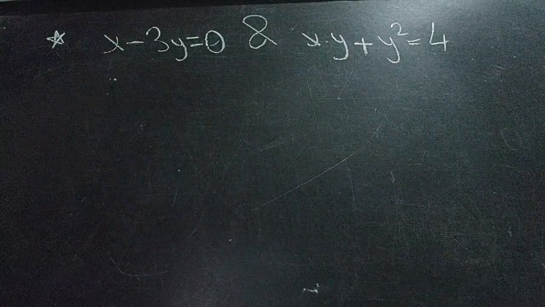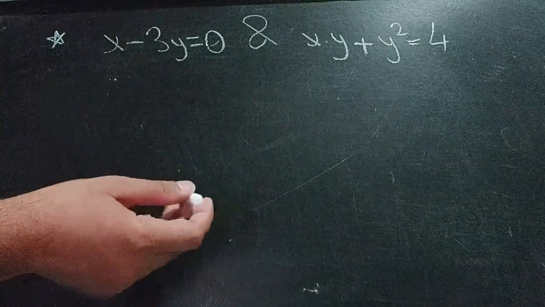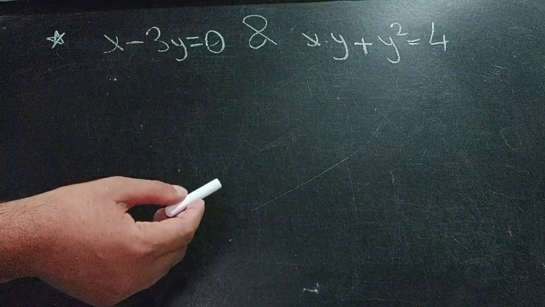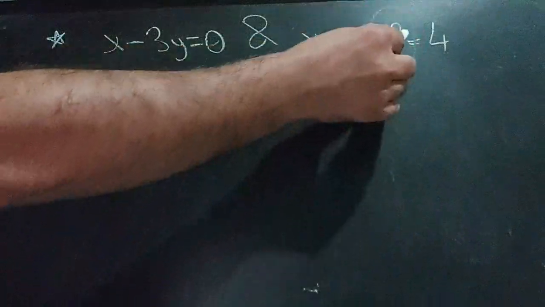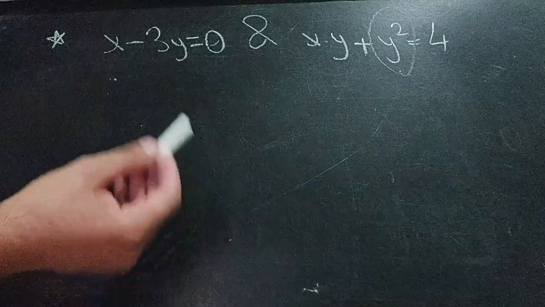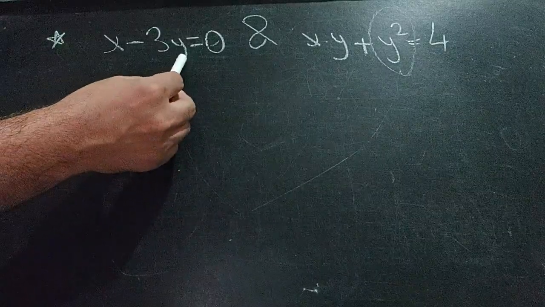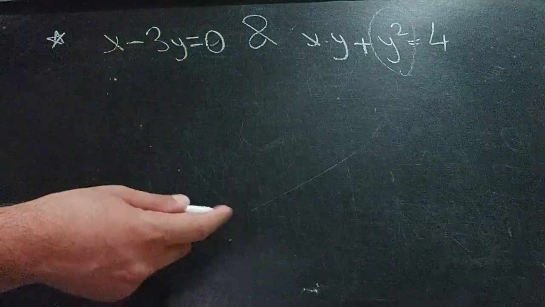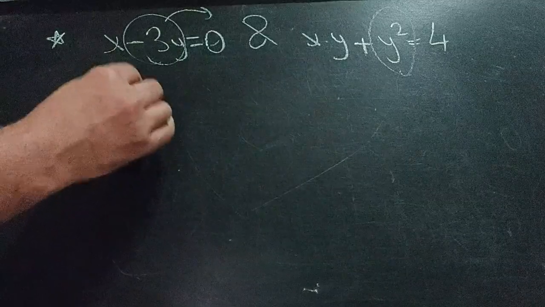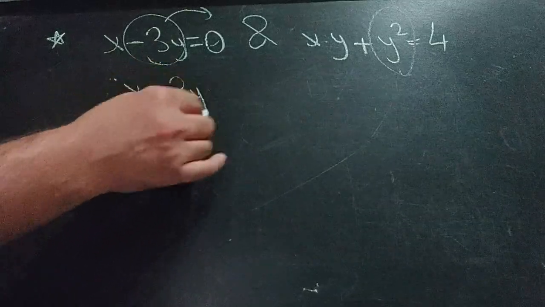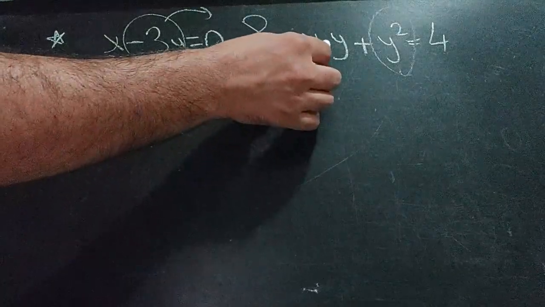Alright, my next question is x minus 3y equals 0 and x times y plus y squared equals 4. I see y squared is there. For this question, if I write x instead of y, it is going to be easier for me to solve. So this one is going to the other side as positive. X is going to be 3y. Substitute this value into this equation.